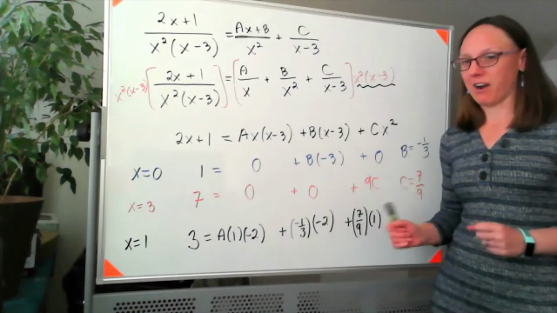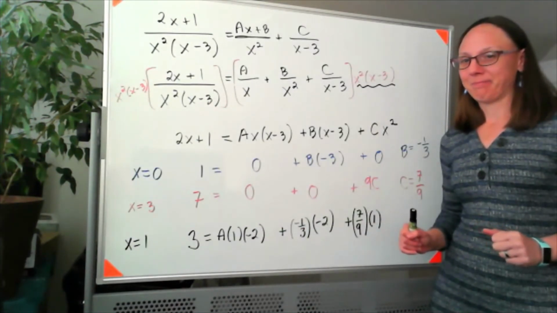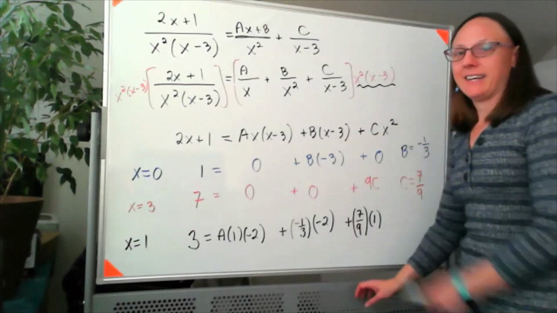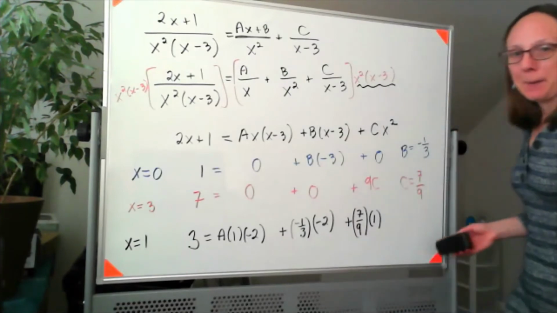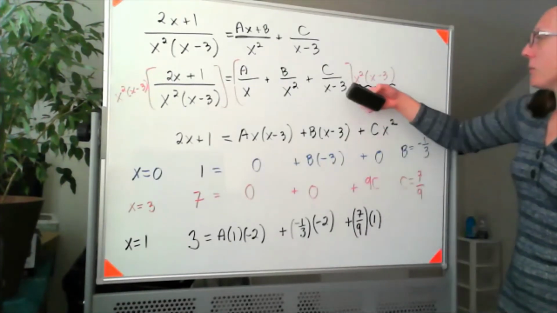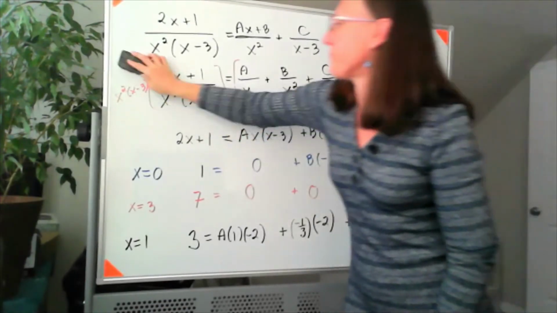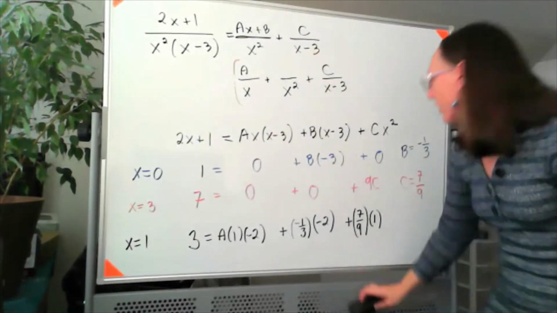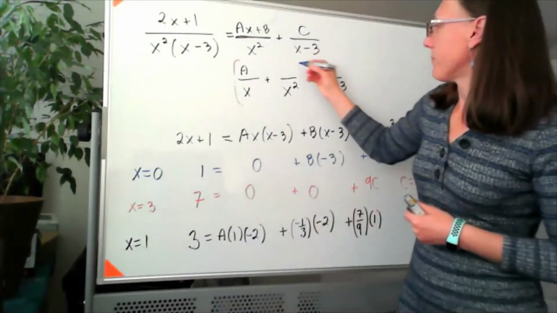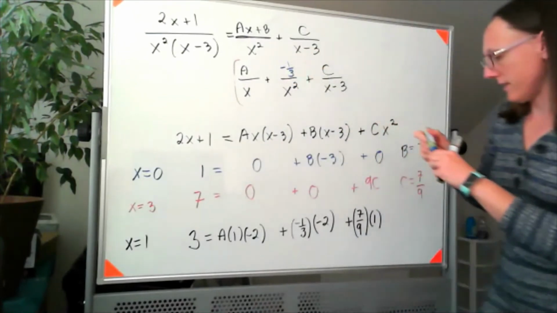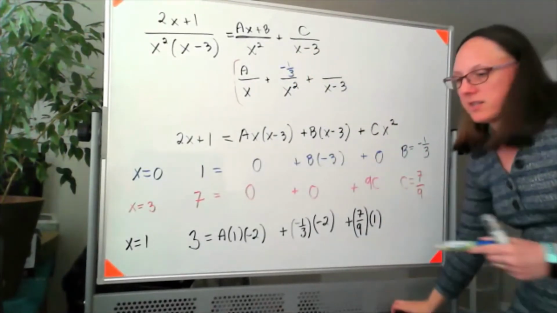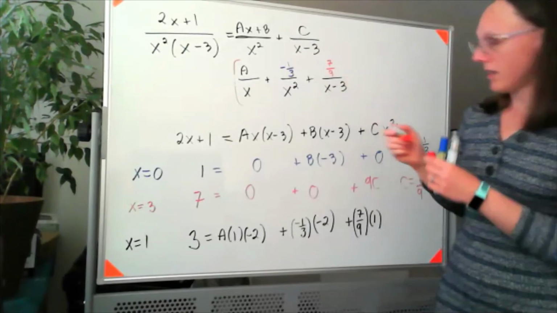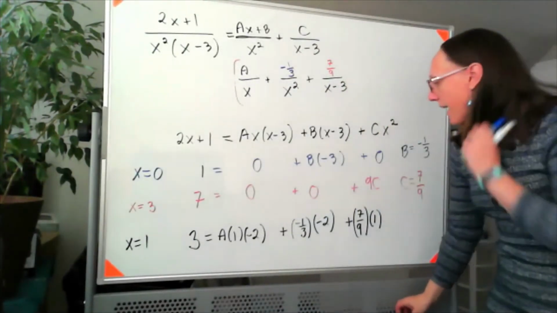Should we finish it off? Should we figure out what a equals? Yeah, why not? Let's do it. Okay, I just didn't leave myself a ton of space. So I'm going to erase the B and the C. I'm going to plug them in up here because we already know what they are. So B was negative 1/3. And C was 7/9. So I'll get that up here. And then I'll figure out what the heck A is.